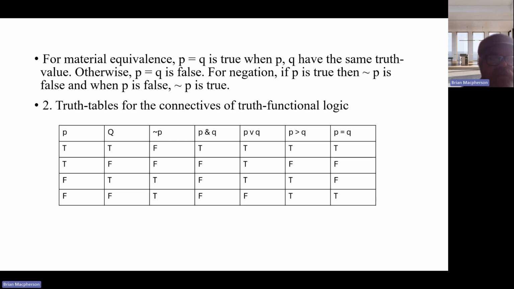P then Q is true because for P then Q, the only case when it is false is when P is true and Q is false. And because, again, the truth values differ, then P if and only if Q is also false.